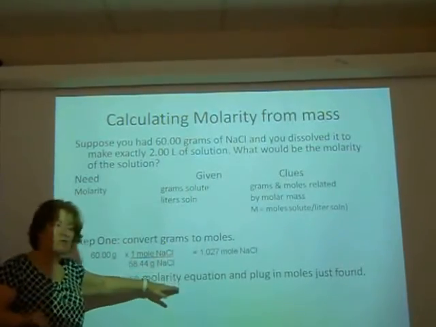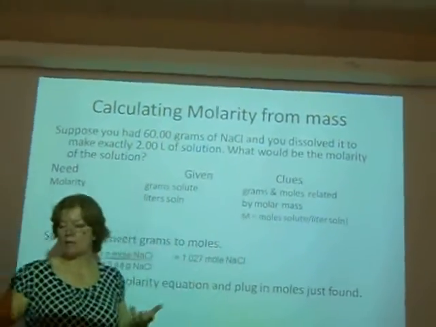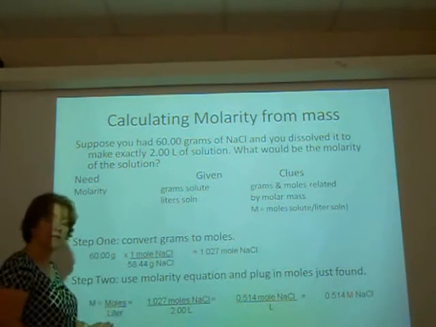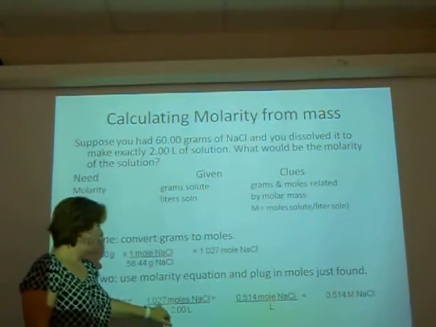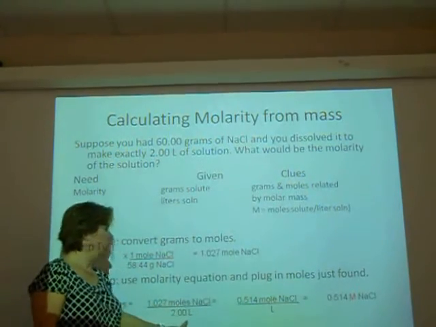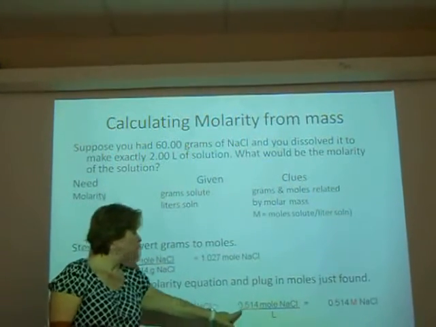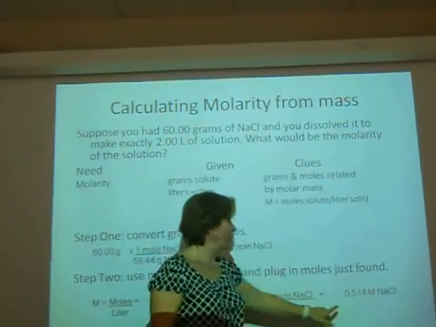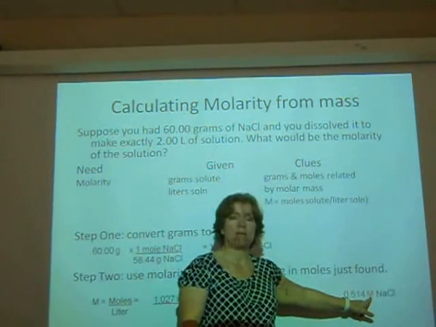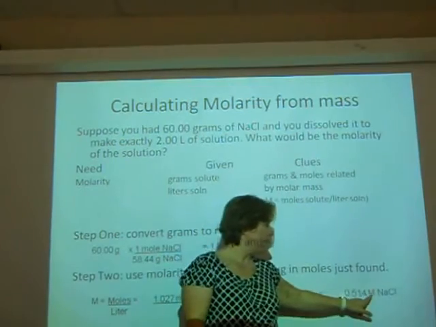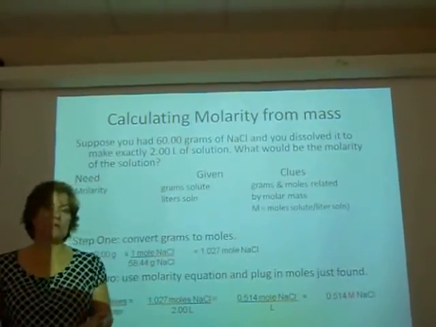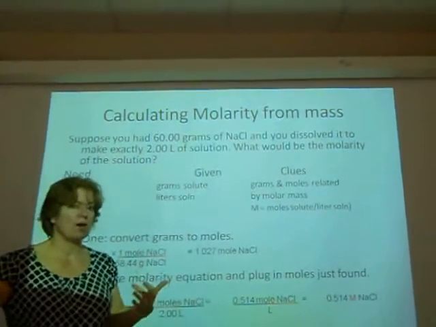Now I can use the molarity equation and plug it in. Molarity is moles of solute over liters of solution. So that's 1.027 moles of NaCl per 2 liters of solution, or 0.514 moles per liter. I can now take that moles per liter and change it out for the abbreviation capital M. 0.514 M NaCl. NaCl tells me what the solute is. Often we identify the solutions by their solute.